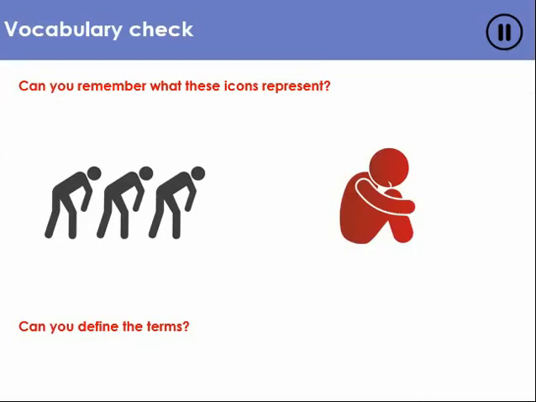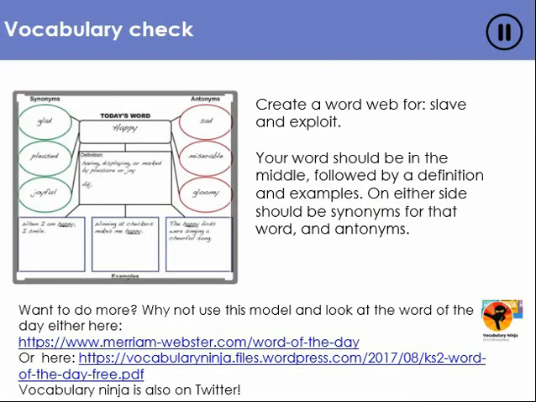Okay, vocab check. What can you remember? What these icons represent? So pause the video and write number 1 and 2. What were those icons representing, and could you define the terms? Okay, so they were slave and exploit. If you can't remember what they meant, create a word web.